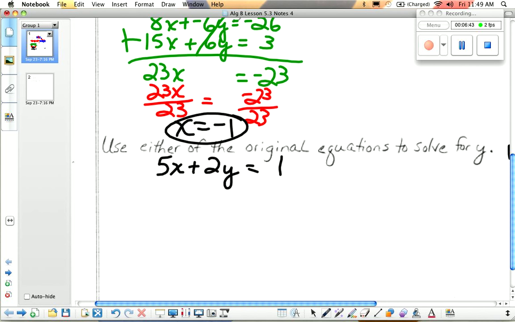So we're going to substitute our x value in and solve for y. What's 5 times -1? -5.